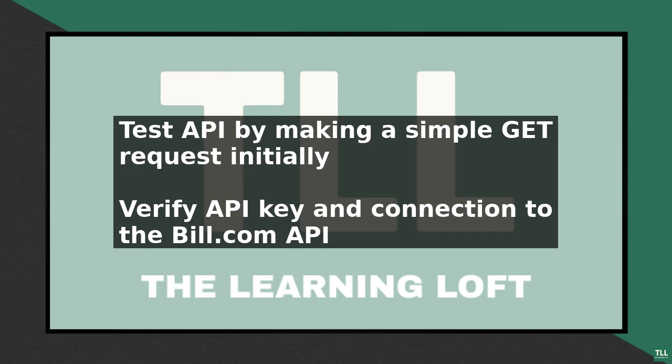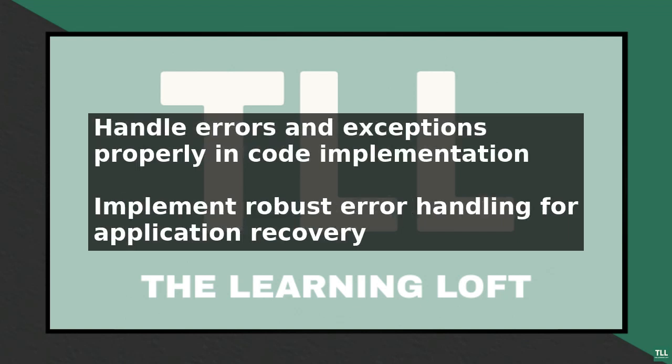continue functioning as expected. Best practices for testing the Bill.com API include using a sandbox environment to avoid affecting your live accounting data, testing each endpoint thoroughly to ensure correct functionality, and verifying that your application can handle different scenarios in edge cases. Additionally, keep your API key secure and do not share it with unauthorized parties.